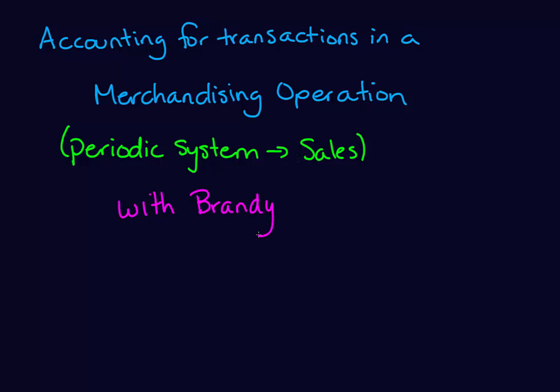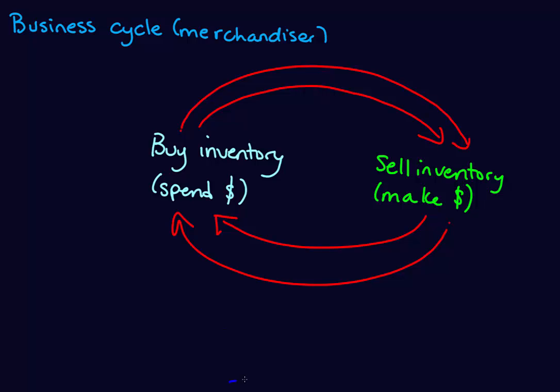I'm your instructor Brandy. So just going back to our business cycle for a merchandiser for just a moment. A merchandiser buys inventory, so they spend cash, and then they sell the inventory hopefully for a profit, making money so that they can buy more inventory. In this video, we're talking about selling our inventory, and we are under a periodic system. Remember that under the periodic system, we do not have to update our inventory at every transaction. And we're going to be going through the same examples that we went through under the perpetual method video.